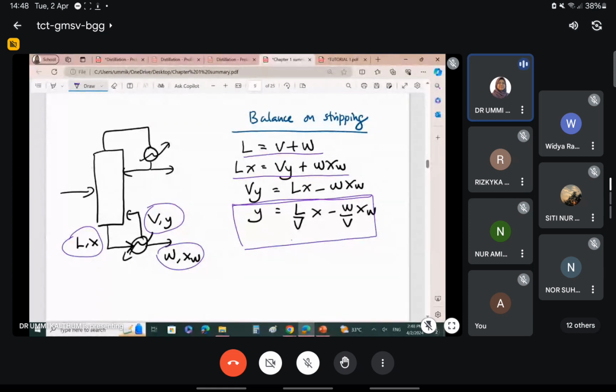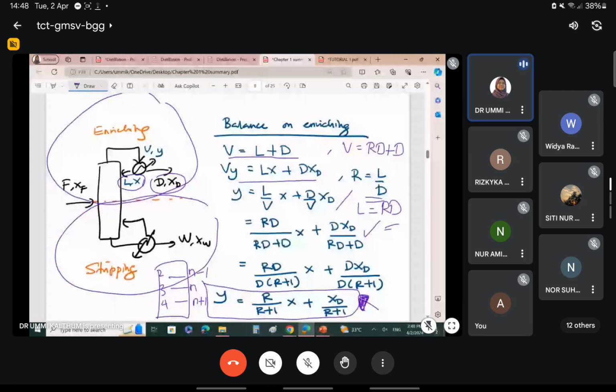So yang ini awak tak boleh gantilah dengan RD ni. Refluxnya hanya untuk atas sahaja. Bawah tak ada. Okay, reflux hanya untuk atas, enriching sahaja. Stripping tak ada. Sorry.